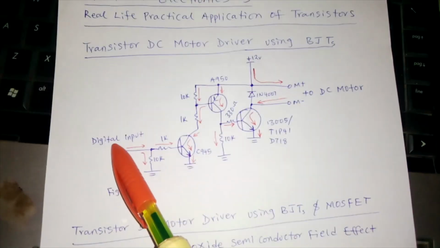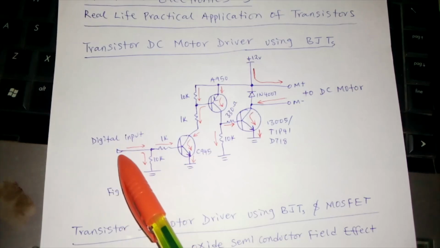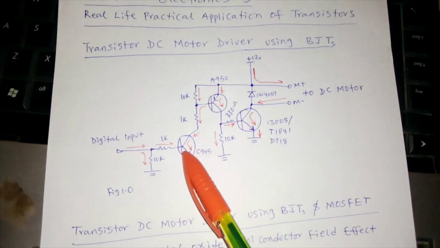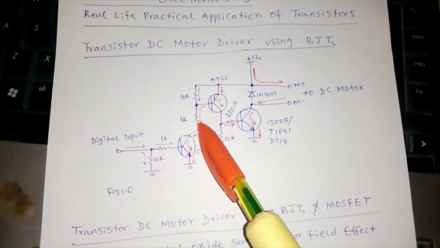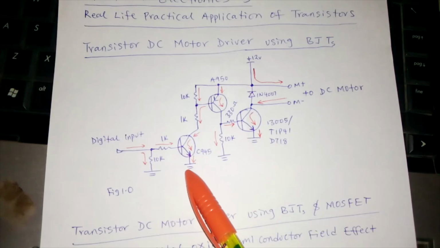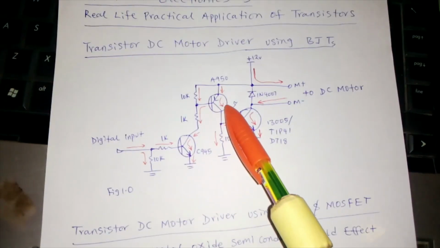Now, if we put in a signal here, let's say we put in 3 volts or 5 volts at this point, this transistor will conduct. It means it is going to pull the base of this PNP transistor to ground, which will now make this transistor conduct.